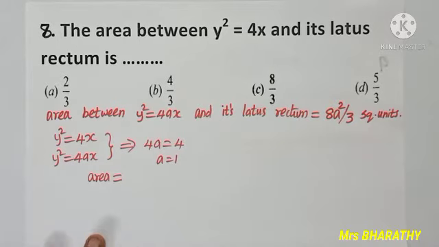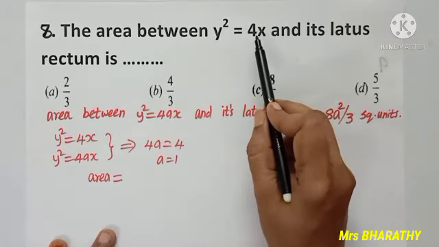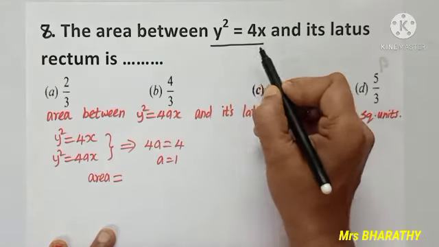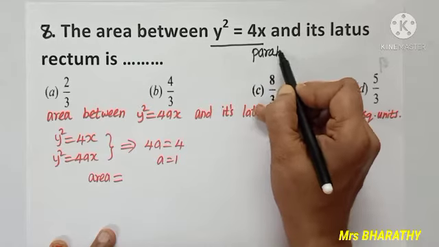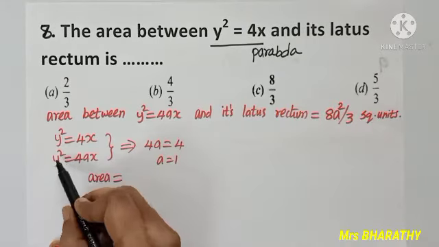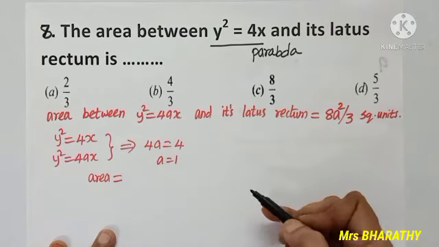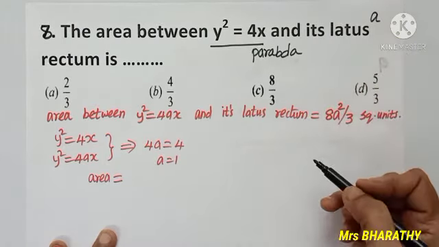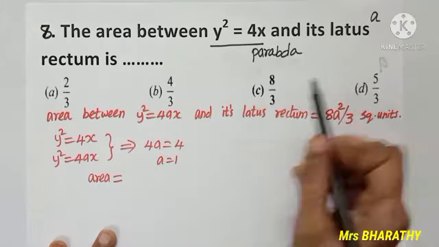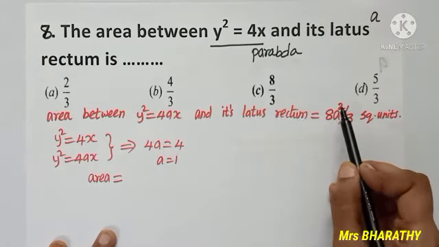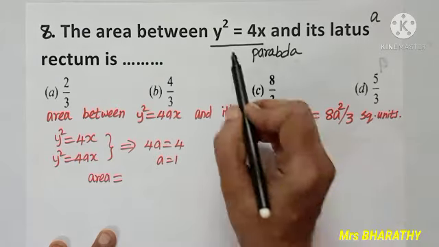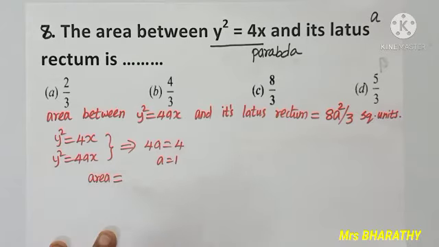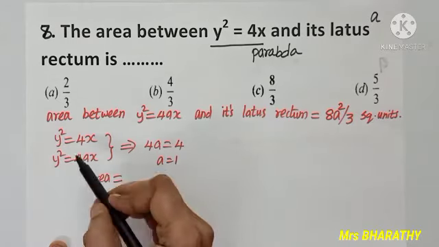Question number 8. The area between y square equals 4x and its latus rectum. As I see y square equals 4x, I remember it is the parabola of the pattern y square equals 4ax. Latus rectum we mean A, and we know the area between the parabola and the latus rectum is 8a square by 3. So compare the given equation with the standard equation y square equals 4ax.